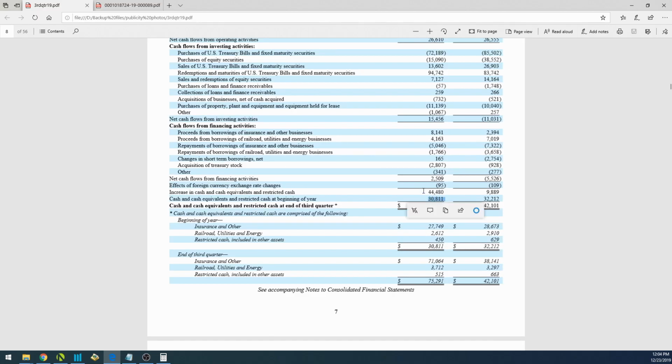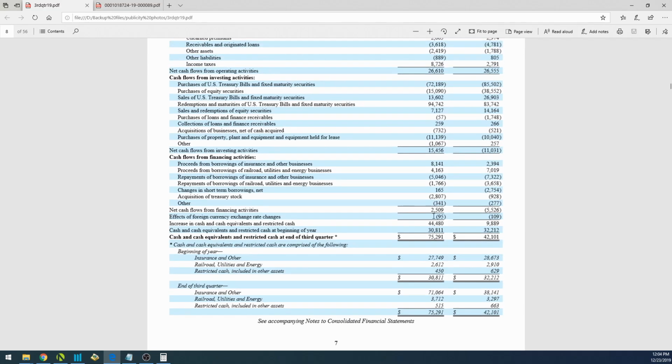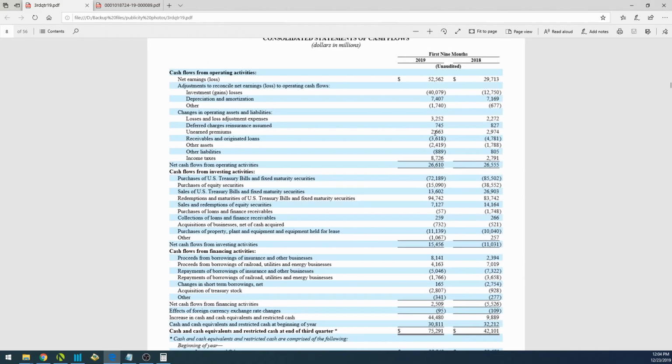So the beginning of the year is here. The increase is 44 billion for this year, whereby the increase for 2018 is only 9 billion. And let's look at a further breakdown of how we get to the increase of 44 billion. So we can scroll up.